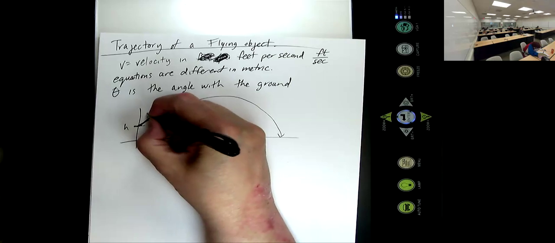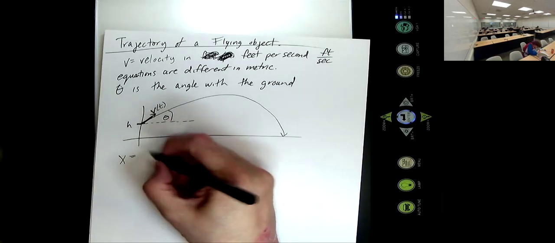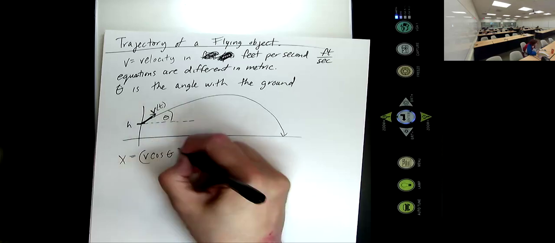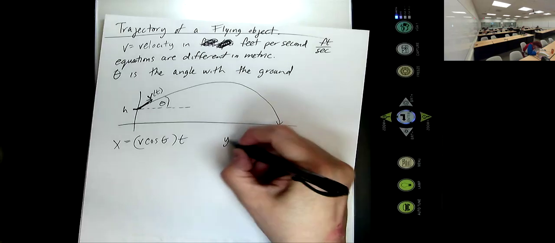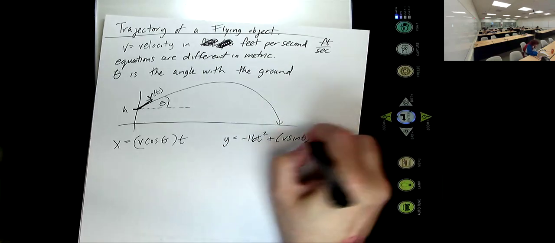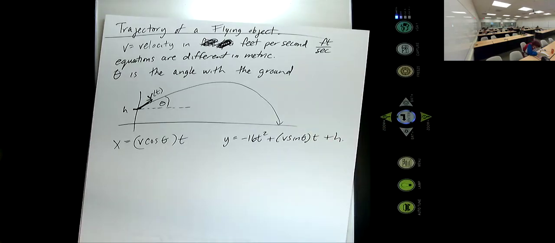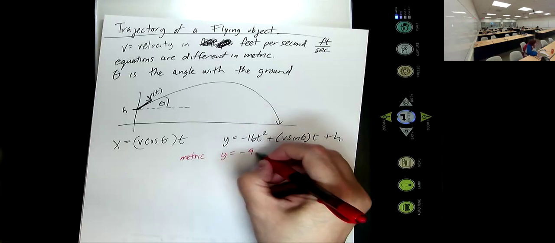v is in that direction, it's like a vector. We could do v of t, is in that direction. The equations are x equals v cosine theta times t, and y equals negative 16t squared plus v sine theta times t plus h. If you do this in metric, x should still be the same, but this is negative 9.81 t squared.